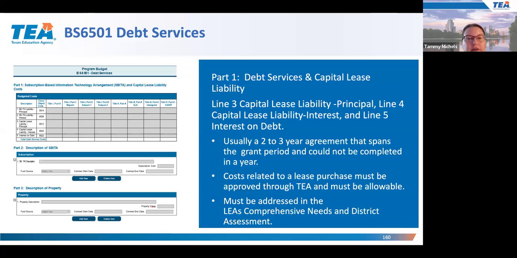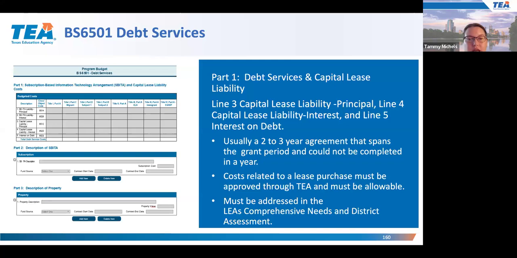Now let's discuss how to complete the capital lease liability cost in Part 1. In line 3, we enter the capital lease principal being charged to the grant for the grant period only. And then in line 4, enter the amount of capital lease interest being charged to the grant for the grant period only.